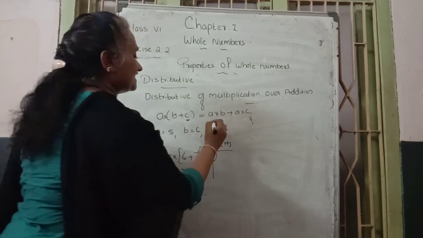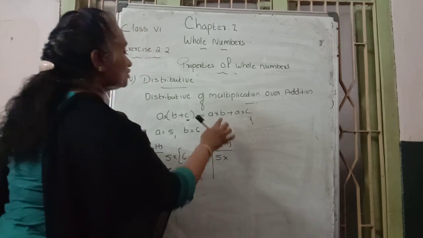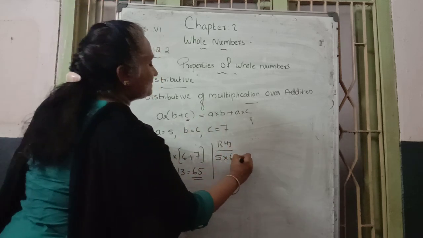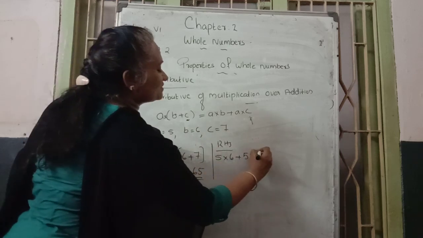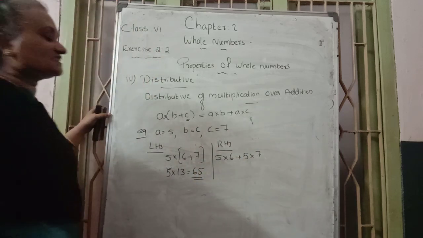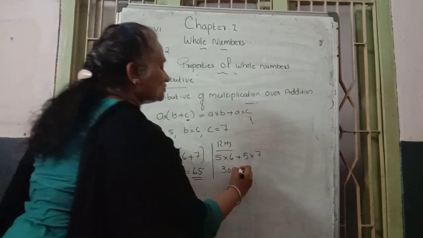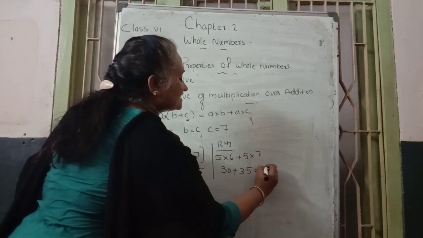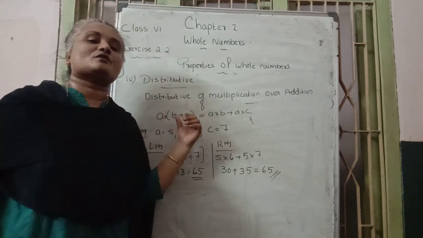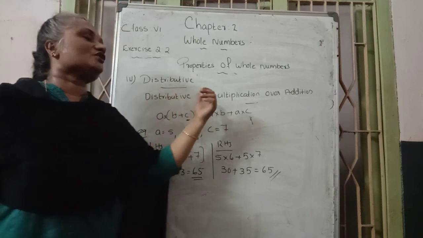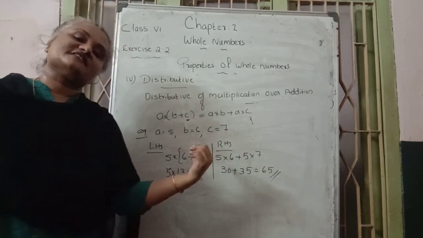Then next we go through the RHS side. Here the RHS side is in which form? A into B, A value is 5, into B value is 6, plus A into C, A value is 5, into C value is 7. Calculation: 5 into 6 becomes 30, plus 5 into 7 becomes 35. Both added get 65. That's why we can say the distributive property is satisfied for distributivity of multiplication over addition.